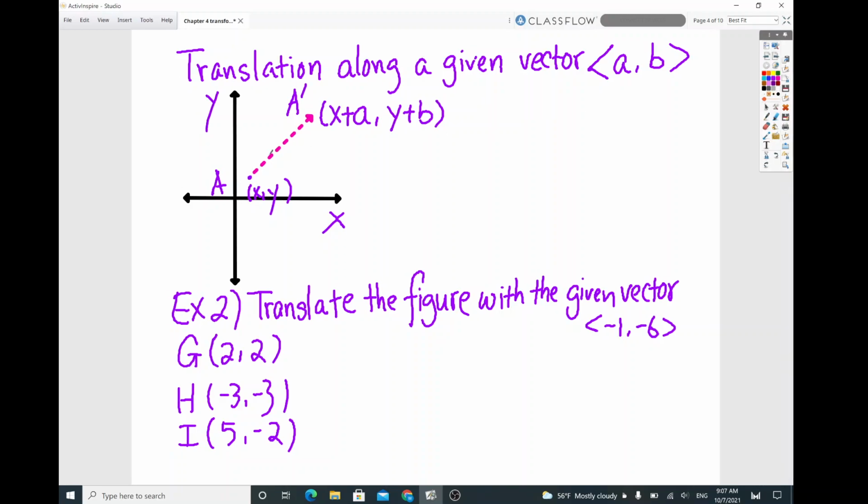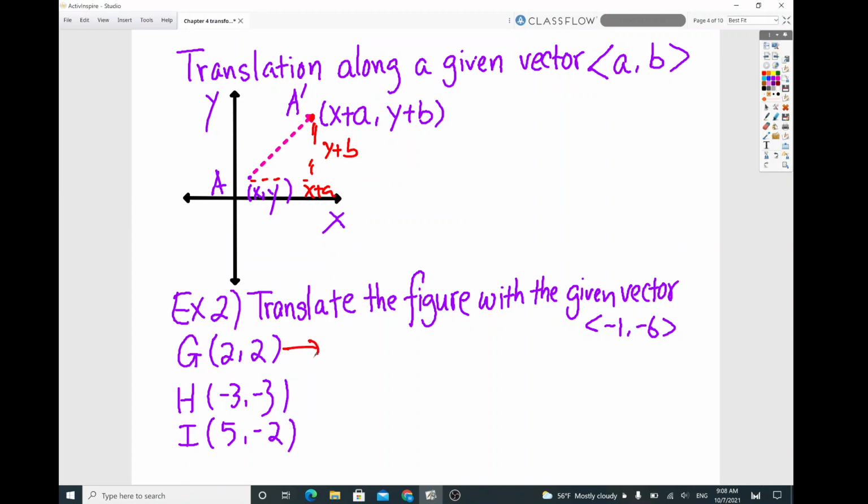So from point A to A prime, we just want to add A. It's kind of like rise over run, so x plus A. And then for the run here, we want to add B, y plus B. So we'll get a new coordinate, which is x plus A, comma y plus B. So translate the figure with the given vector, negative 1, negative 6.